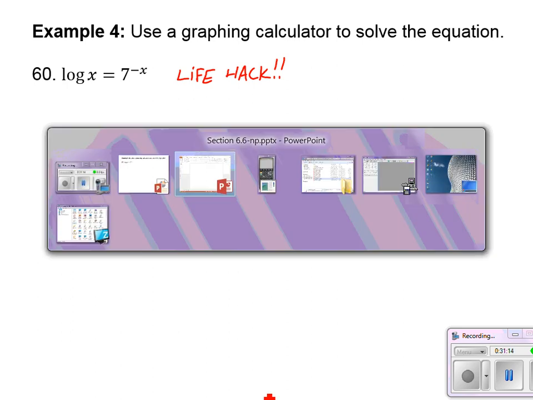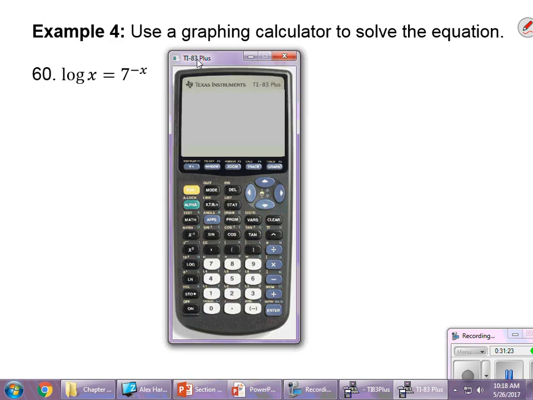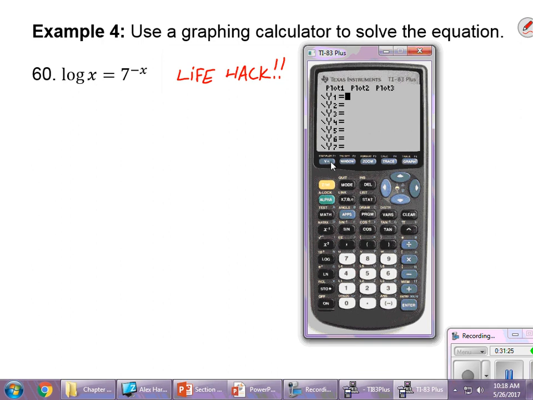So let me bring up a calculator here. And what we're going to do is turn the calculator on, of course. In the y equals menu on the left side, I'm typing in log x for y1. For y2, I've got 7 to the negative x power. I'm going to graph. It sure looks like they intersect at some point there. So then what I'm going to do is go calc, intersect.